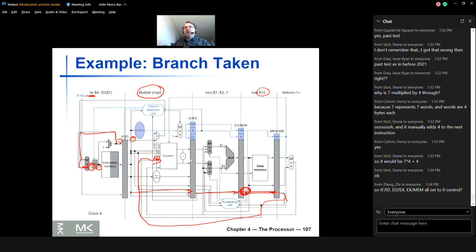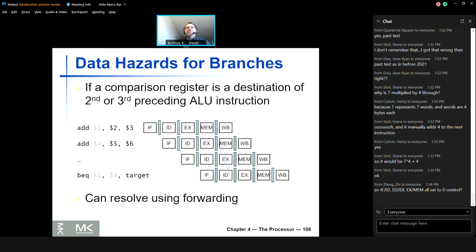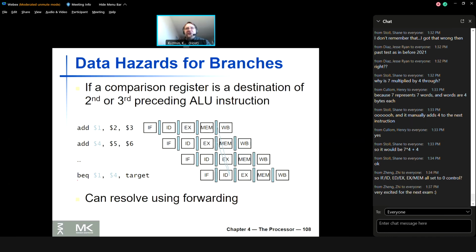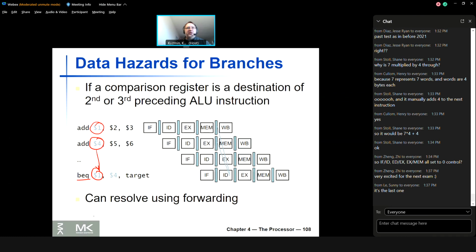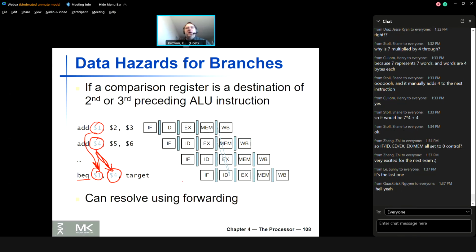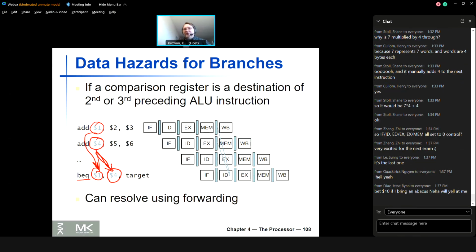All right, and so data hazards for branches. If a comparison register is a destination of the second or third preceding ALU instruction, we might actually have a data hazard on the BEQ instruction. Okay, it's no different. So here we are writing into 1 and 4, and here we are reading 1 and reading 4. So that's a hazard. Luckily, we can resolve this hazard using forwarding.